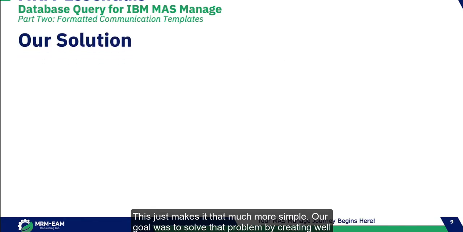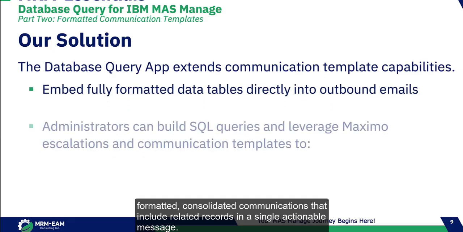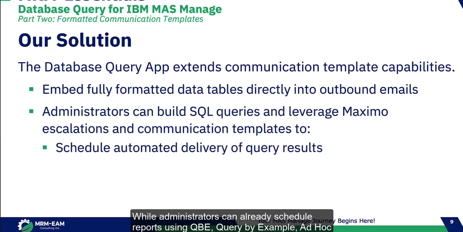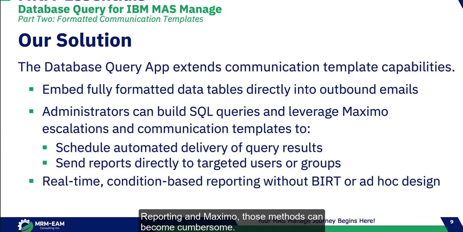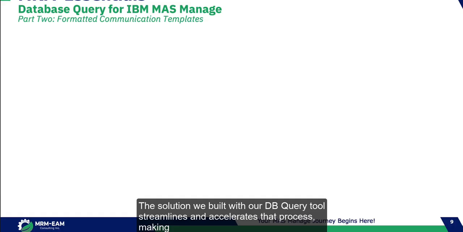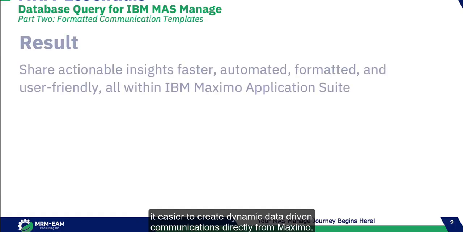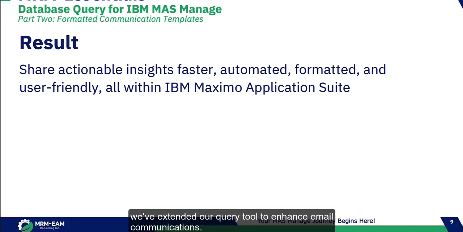Our goal was to solve that problem by creating well-formatted, consolidated communications that include related records in a single actionable message. While administrators can already schedule reports using QBE, query by example, ad hoc reporting, and Maximo, those methods can become cumbersome. The solution we built with our DB Query tool streamlines and accelerates that process, making it easier to create dynamic, data-driven communications directly from Maximo. With that, I'm going to hand it over to Jazz, who's going to walk us through part 2, showing how we've extended our query tool to enhance email communications.